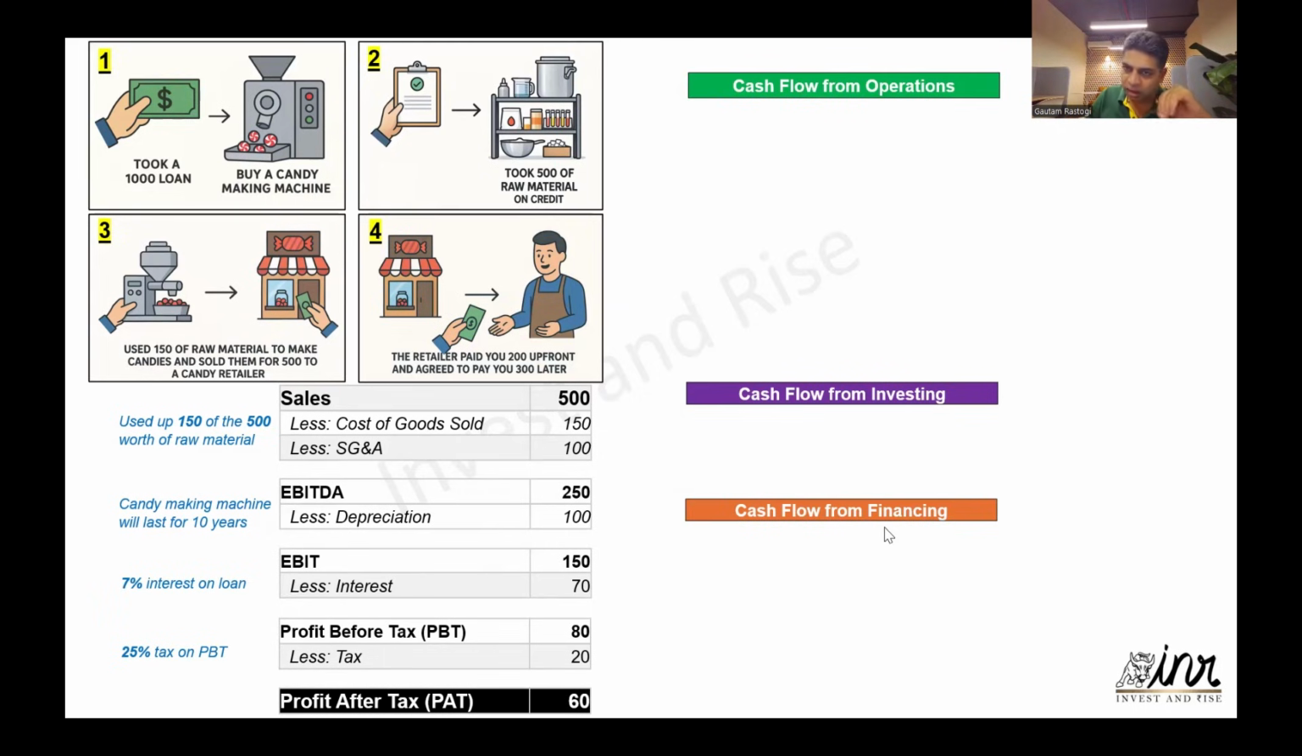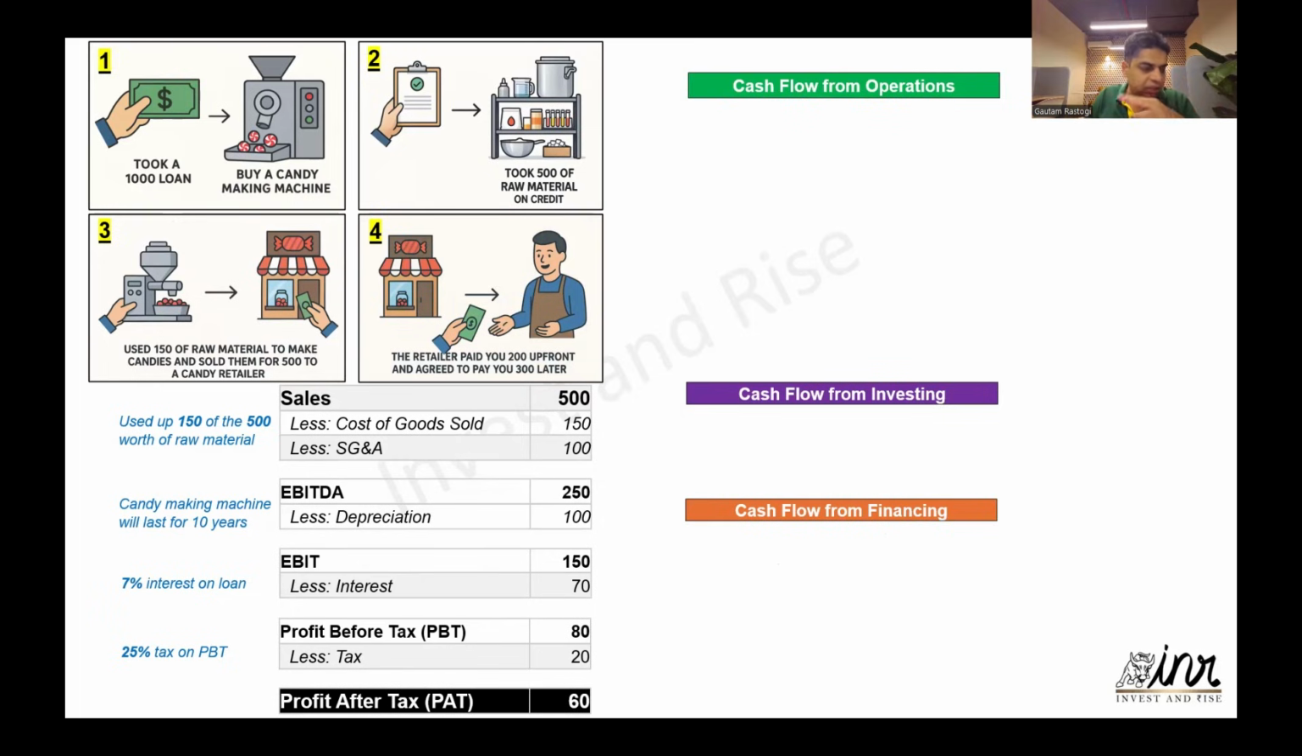Okay. Then the third bucket is cash flow from financing. To grow your business, to fund your business, you need money, right? You took a loan of 1,000 rupees to start the business. That is financing. So you sourced money from somewhere. So that will fall under financing.